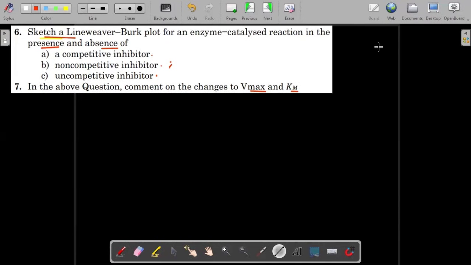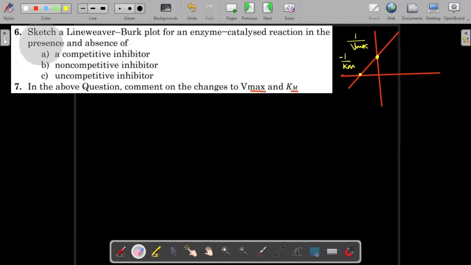So remember, when we drew our Lineweaver-Burk plot, we had this straight line that came like that. We said the y-intercept here represents 1 over Vmax, and the x-intercept here represents minus 1 over Km. So based on the type of enzyme inhibitor that you have, you are going to have different types of plots.